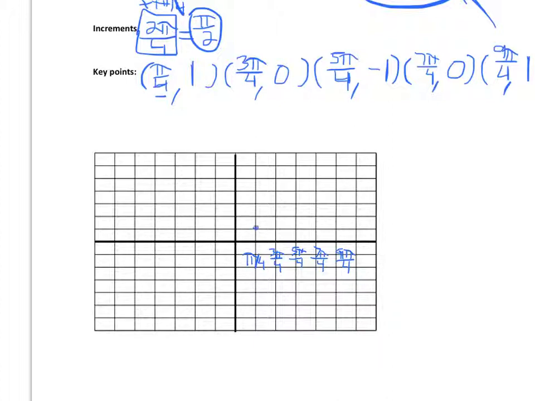So pi over 4, we start at the max, then we go to the equilibrium. 5 pi over 4, we're at the minimum, so I'm kind of going over it right here. 7 pi over 4, equilibrium, 0. 9 pi over 4, we're back at the max. So there it is, there's our U shape. So this is what we look like here.